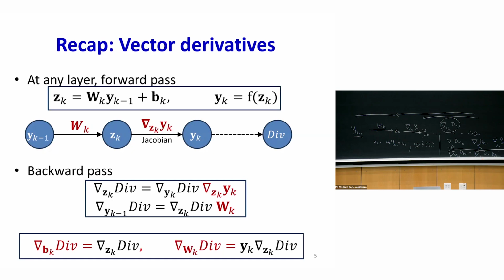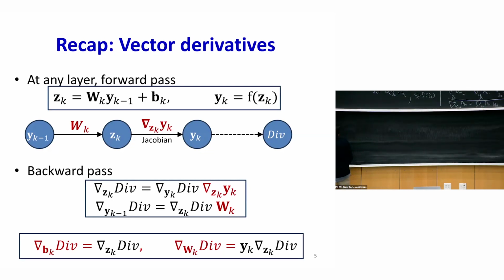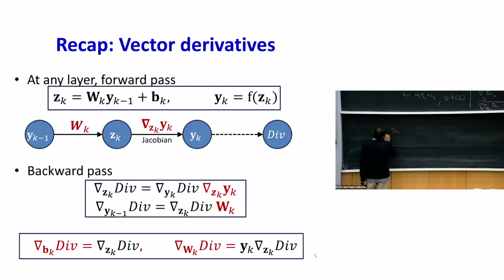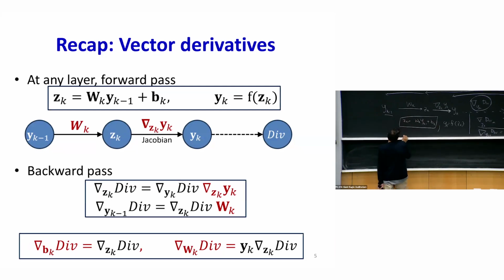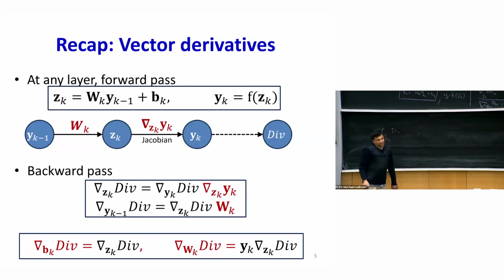And then you had two more things to compute. The two things to compute were the derivative of the divergence with respect to any bias vector bk. And what was that? So over here, if you just look at this, I have this relationship. So what was the derivative of the divergence with respect to the bias, bk? What was it? What was the derivative of the divergence with respect to bk? Yes. The derivative of the divergence with respect to zk.